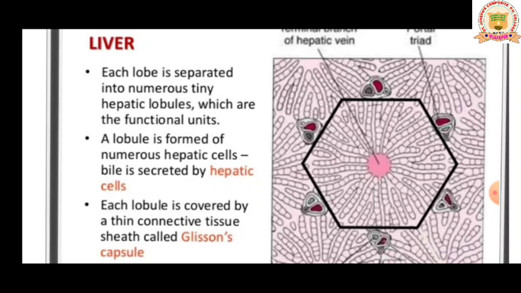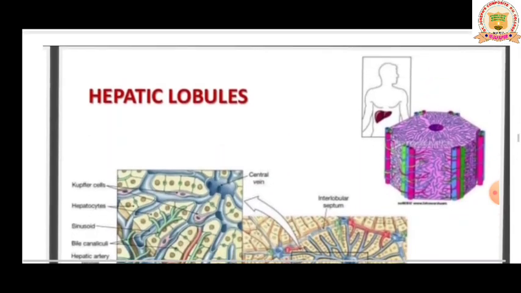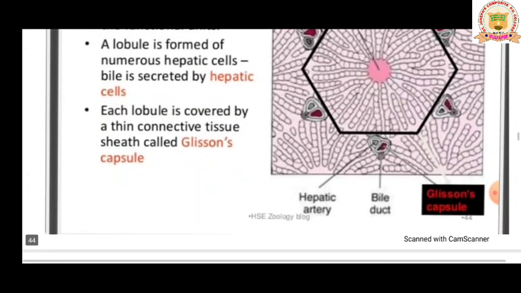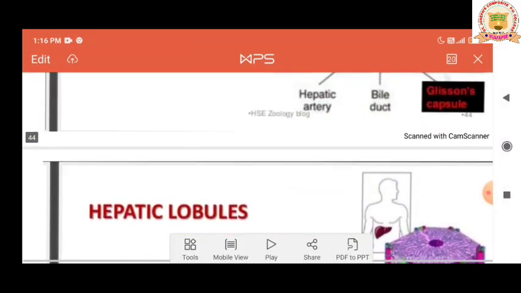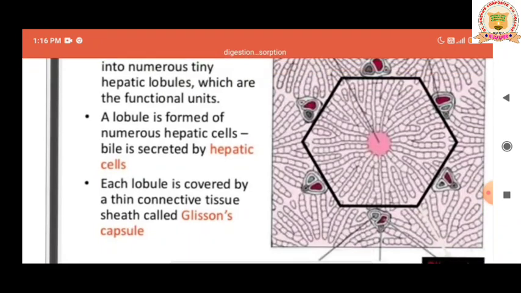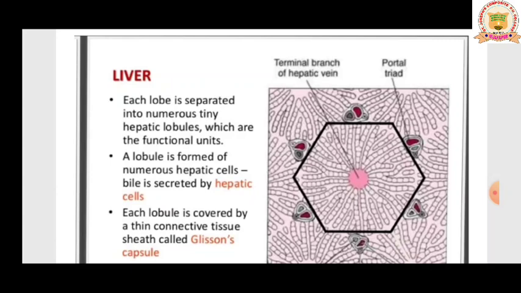Let me put forth some more points on the liver because it is the largest gland and it secretes bile. The liver secretes bile and it is stored in the gallbladder. Bile is a yellowish green secretion. Have a look at the hepatic lobules. Let me give you some information about the secretion of the liver, that is bile.